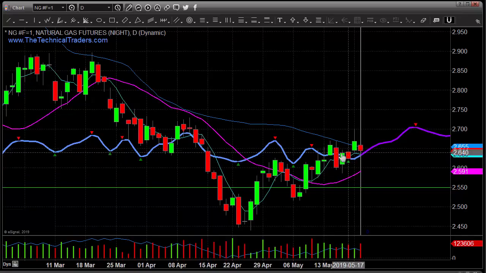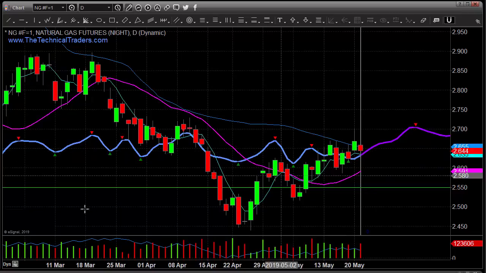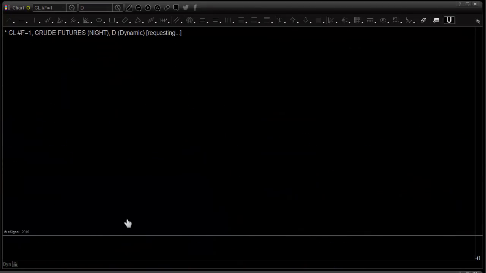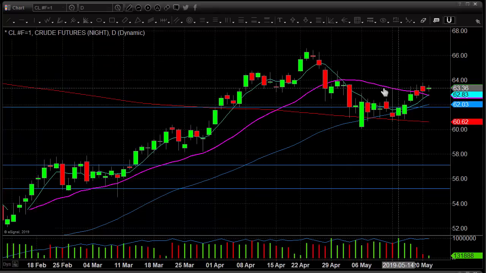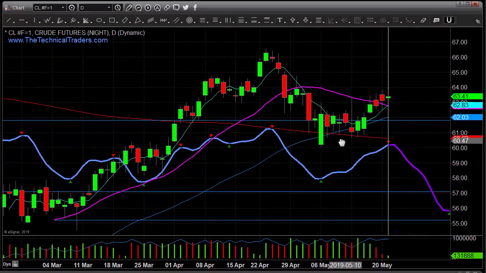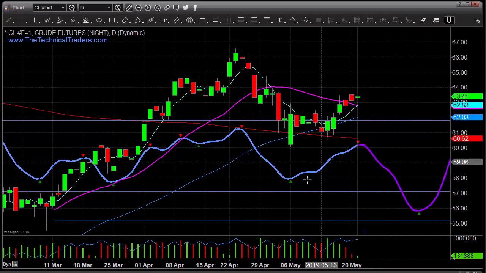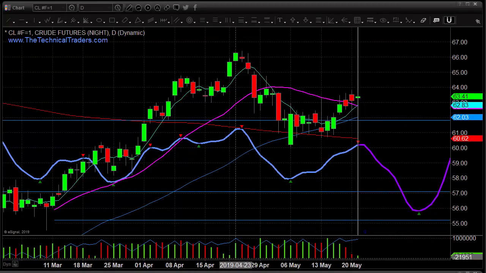So tough to follow a kind of a flat line with random price action. Looking at crude oil. Crude oil continues to hold up. It's holding up near this resistance area. Looks like it could fall into some selling pressure here based on the cycle analysis.